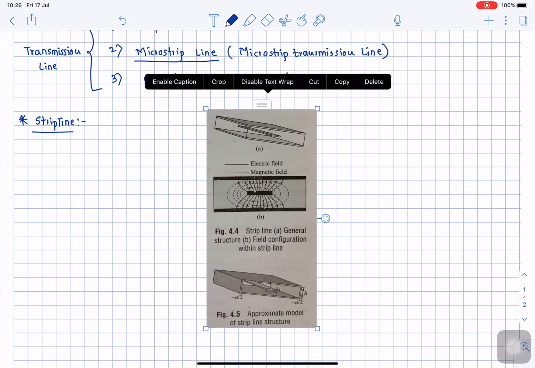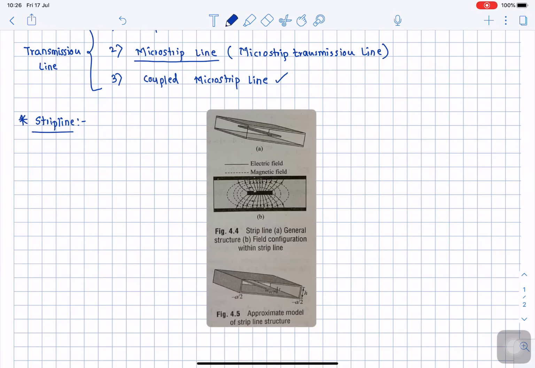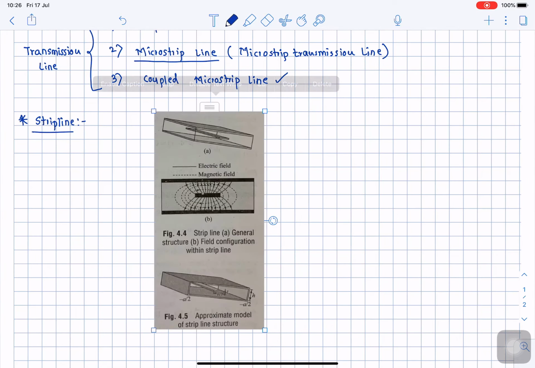Okay, and I will adjust it so that, what I will do is I will place this diagram over here. Okay, and then I will start explaining the thing. Okay, so you can visualize how this strip line looks like.